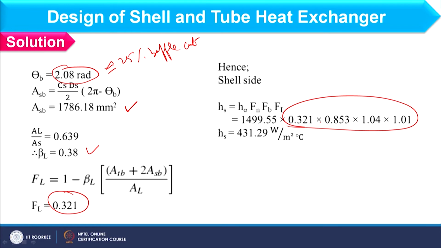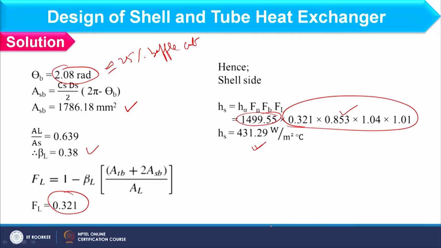So, you can find out shell side heat transfer coefficient by simply multiplication of all these, right. So, simply you have multiplied all values of correction factors with HOC, and here you see I have considered FB as 0.853, but you should consider FB value from the graph and then you should use that value here. Okay. So, final heat transfer coefficient in shell side you can obtain as 431.29 watt per meter square degree Celsius. Okay. So, this is the solution of example 2.